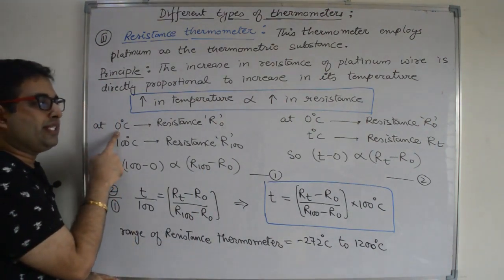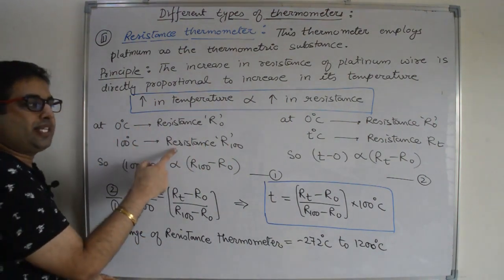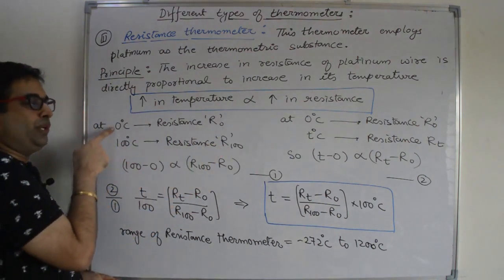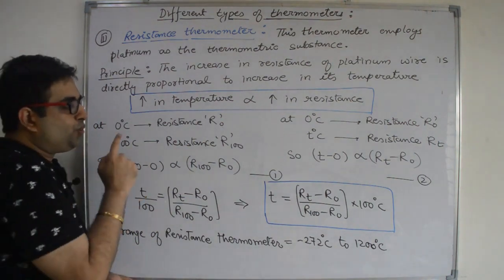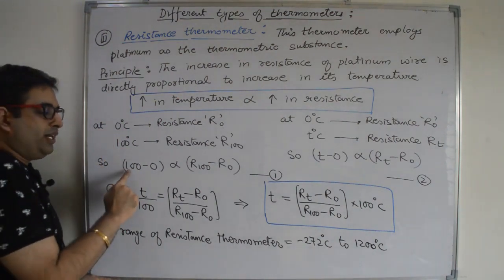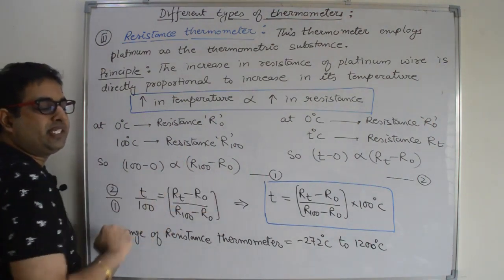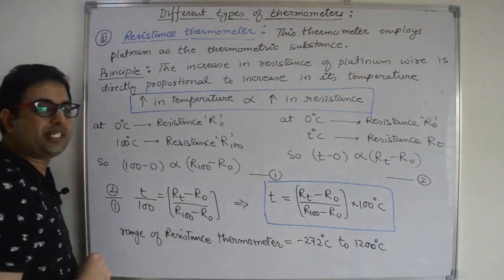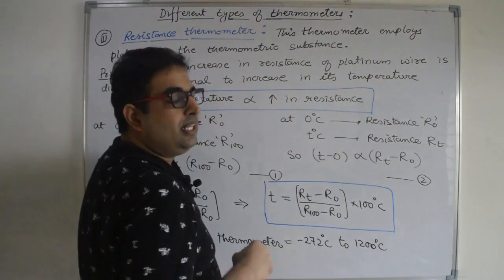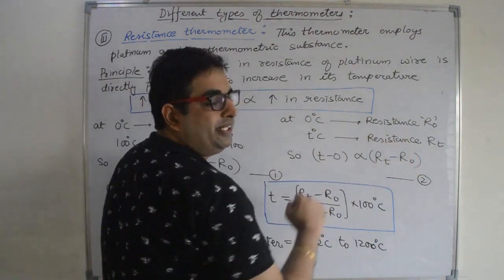Suppose at 0 degrees Celsius, the resistance of the platinum wire is R0. At 100 degrees Celsius, the resistance is R100. Again, we are using two reference points, lower and higher. So what is the increase in temperature? From 0 to 100. So 100 minus 0 is proportional to the increase in resistance, R100 minus R0. This is our first equation. Let us suppose at temperature T degrees Celsius, the resistance is RT.